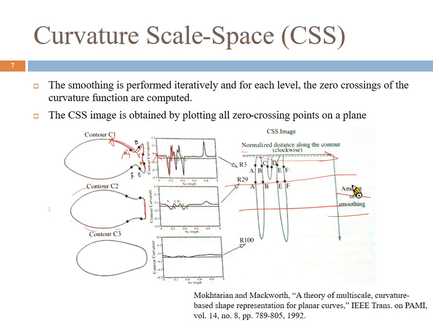So we can get such a CSS image. The smoothing is performed iteratively, and for each level, the zero crossings of the curvature function are computed. So A, B, C, D, E, and F in the original image are all zero crossing points. The CSS image is obtained by plotting all zero crossing points on a plane. If we apply larger smoothing, we may have only A, B, E, and F, and so on. So we can get such a CSS image.